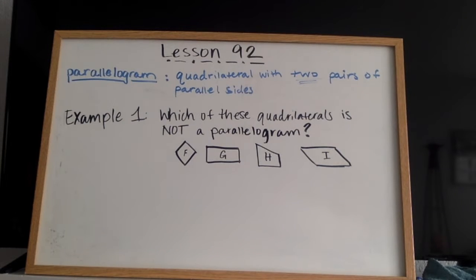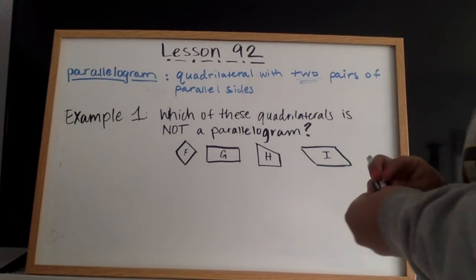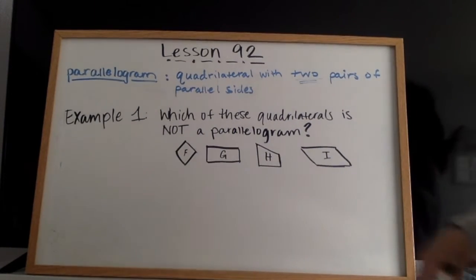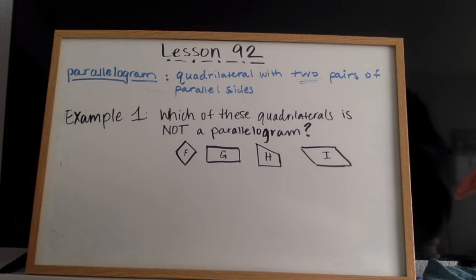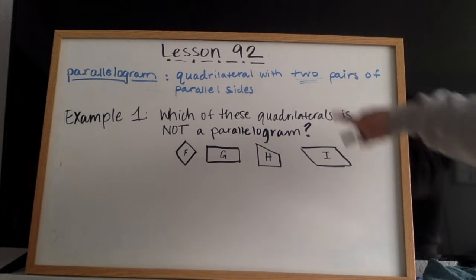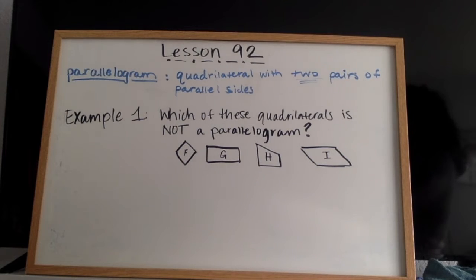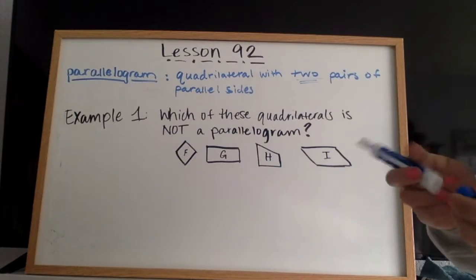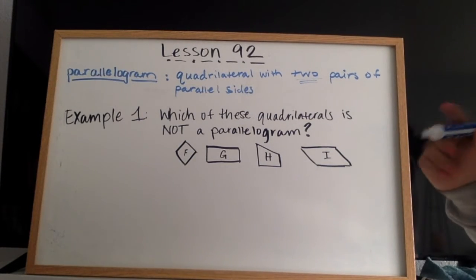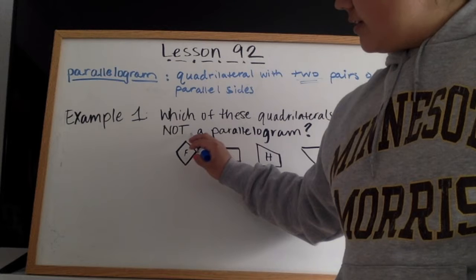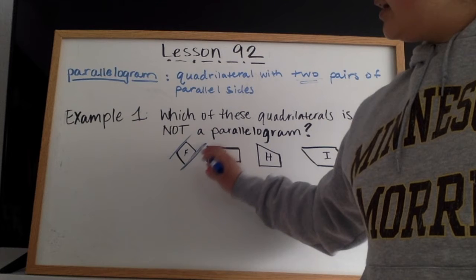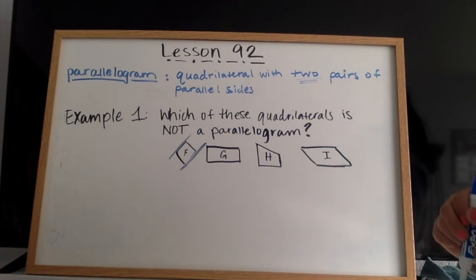So example 1 says, which of these quadrilaterals is not a parallelogram? So all of these quadrilaterals, so these shapes with 4 sides, we have to check to see which ones have 2 pairs of parallel sides. So I'm going to use the blue marker, and I'm going to show you where the parallel sides are. So in F, you can see right here and right here. Those are parallel lines. So that's 1.